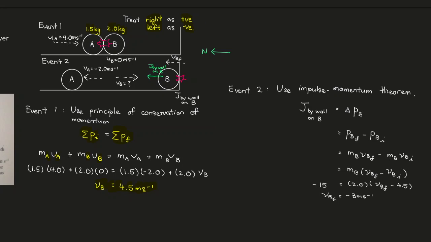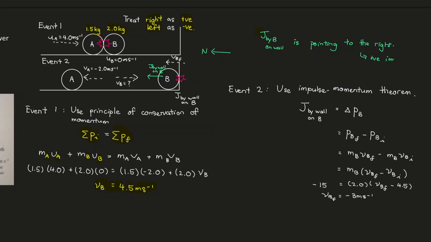Just one thing to be careful of. When I say the impulse by the wall on B is pointing to the left, we can also know that the impulse by B on the wall is pointing to the right. This is because of Newton's third law. If the wall is exerting a force on B, then at the same time B must exert an equal amount of force in the opposite direction on the wall. So if you switch B and the wall and make it the impulse by B on the wall, it should be pointing to the right, which means it should be a positive impulse.